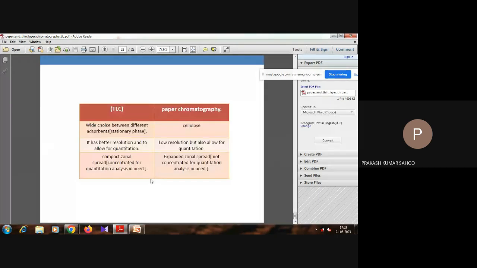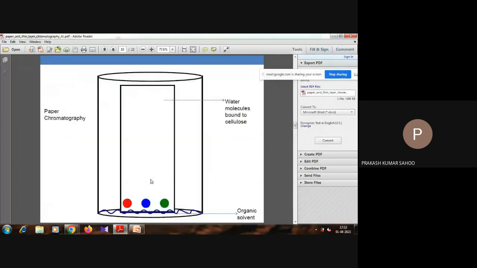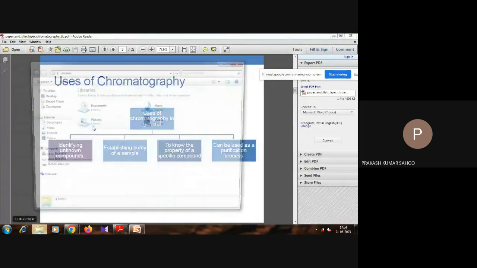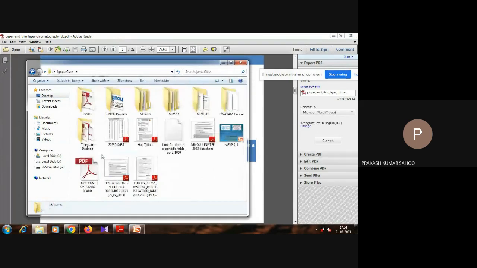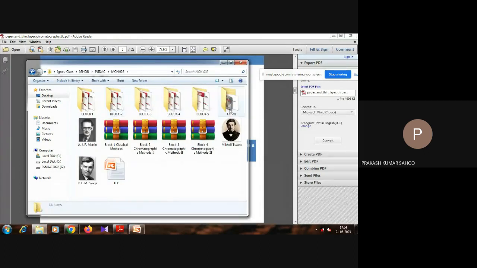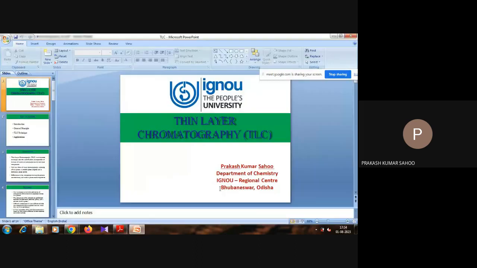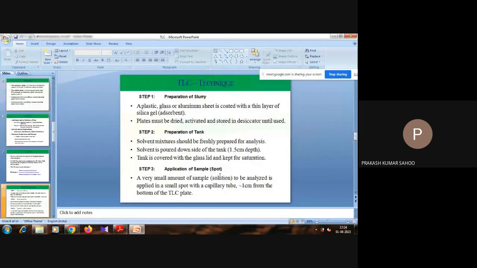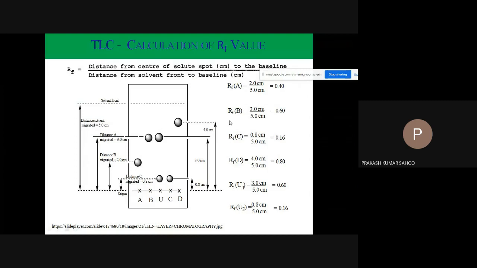Okay, and I also have one PPT there for your RF value. Just wait. Yes, just see this one. We will also discuss it in the TLC part. And this is the RF.